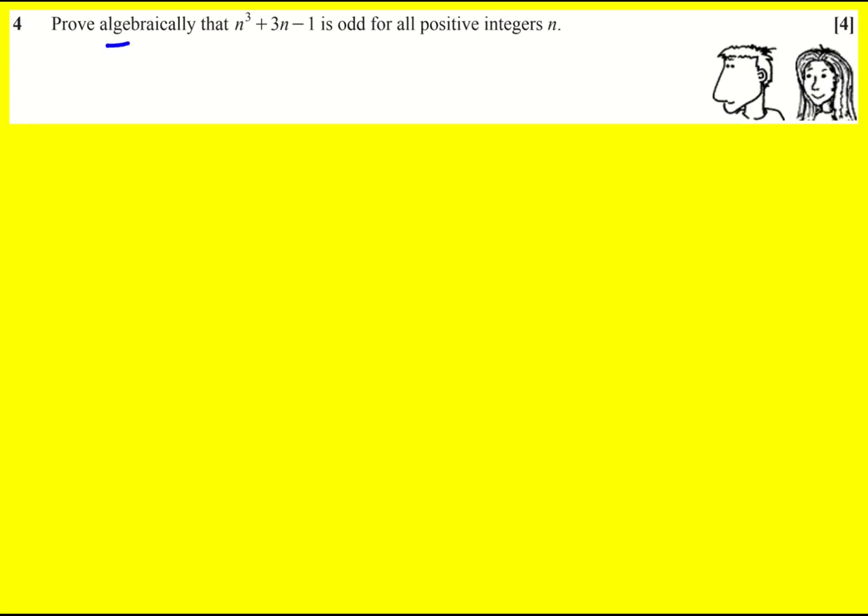The task is to prove algebraically that n cubed plus 3n minus 1 is odd for all positive integers n. So to do this, you need to split it into two separate cases: n is odd and n is even. So I'll deal with even first.